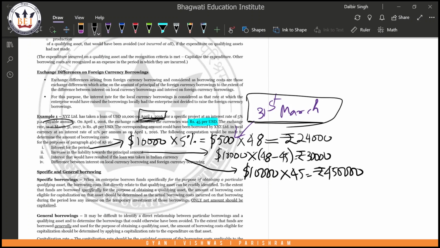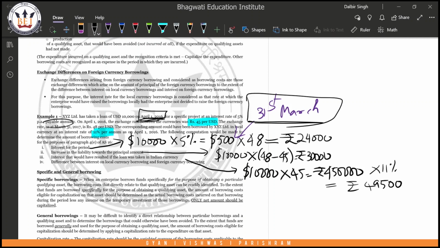They said you have to find the interest that would have resulted if the loan was taken in INR. Now here, what is the interest rate they have given you? They have given you 11%. Now on this 4,50,000, I would have paid 11% as interest. So my INR interest would have been 49,500 if I had taken the loan in INR. So had I taken the loan in INR, I would have paid an interest of 49,500.